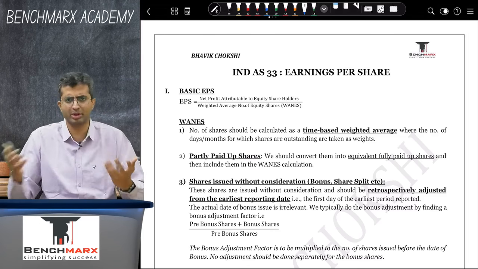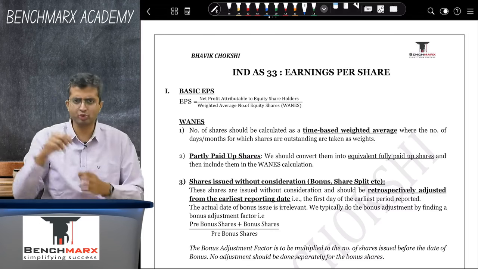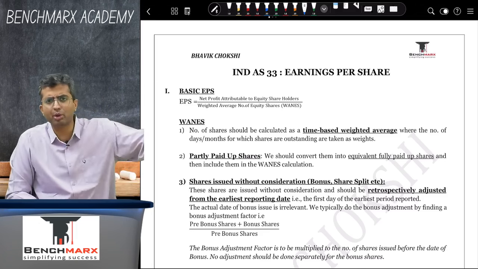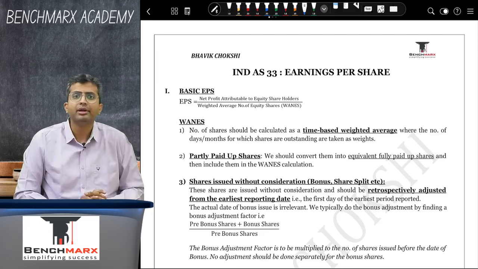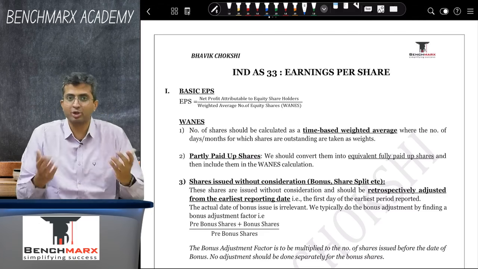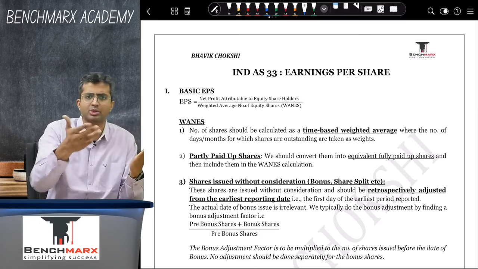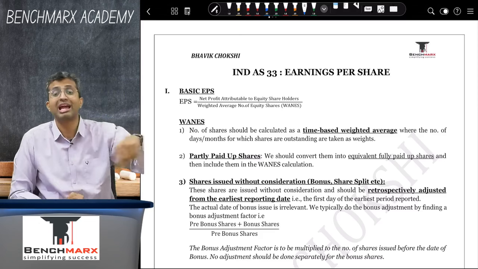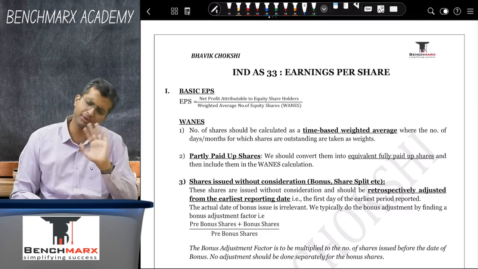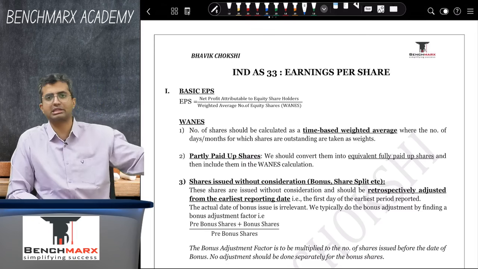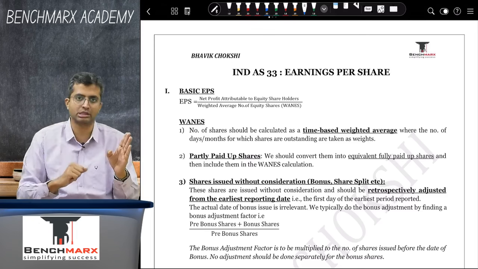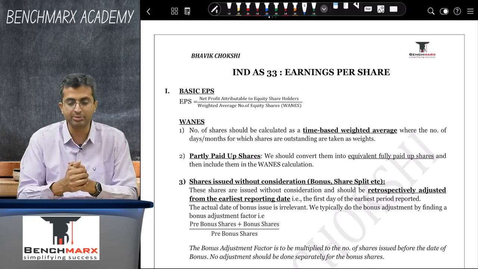So if the bonus ratio is 1:1, that is 1 share becomes 2 shares, then 2/1 will be the bonus ratio, which you can multiply for the shares which were existing even prior to the bonus. So in the last year you had 10,000 shares, 10,000 into 2/1 will be 20,000 shares, and you will restate the EPS. Sir, but the financials of the last year have already been filed. Perfect. So you don't have to alter the last year's financials, but in the current year's financial statement, when you prepare the earlier year's column, that is when you will restate the EPS.